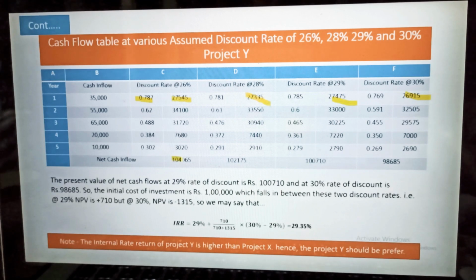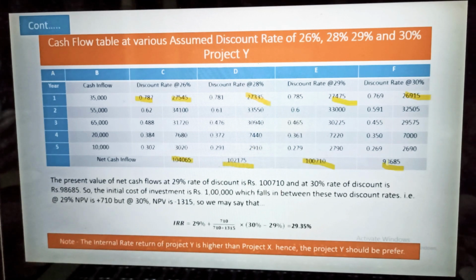In case of 26%, your net cash inflow is 1,04,000. In case of 28%, your net cash inflow is 1,02,000. Then in case of 29%, your cash inflow is 1,00,710 rupees. You can see here it is exceeding by 710, but here it is going to be negative, 98,000, and it is not exceeding.